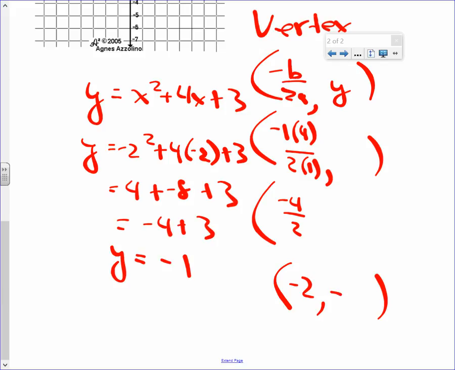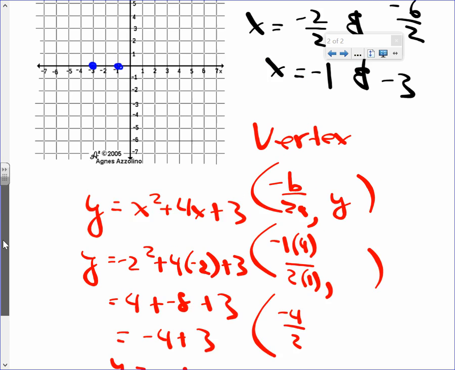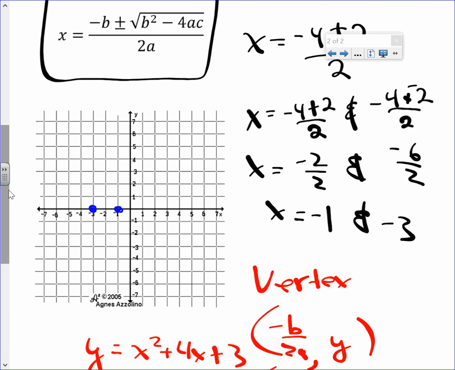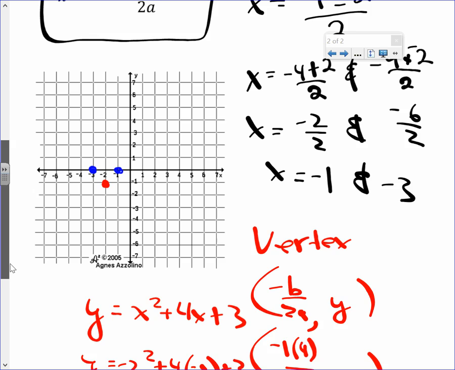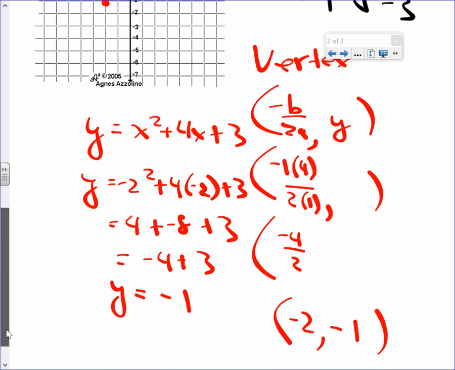Here's our vertex. Plot that with me. There's our vertex, -2, -1. -2, -1 is right there. There's our vertex.